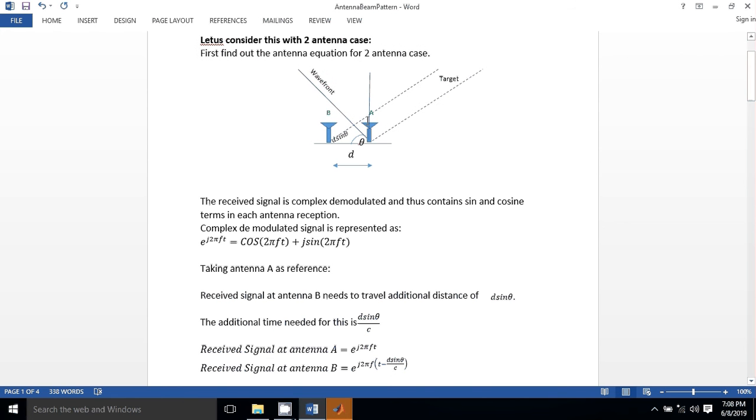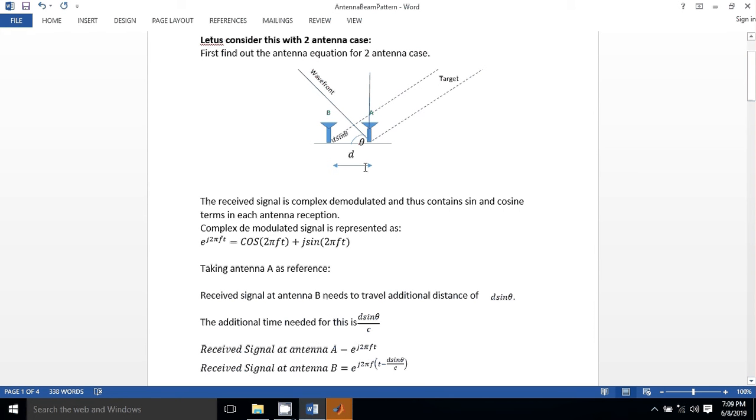Now, the signal received at both antennas is complex demodulated. Complex demodulation is something like this: when the signal received is sine or cos, we multiply it with the local oscillator. If the received signal is, assume, cos, we multiply it with sine and then we multiply it with cos as well. So we get two different signals. Those two different signals are called one complex demodulated signal. A complex signal can be represented in this format: e raised to j 2 pi fct, which is cos 2 pi fct plus j sin 2 pi fct. This is done at both of these antennas.